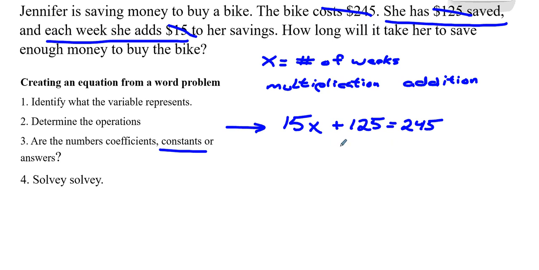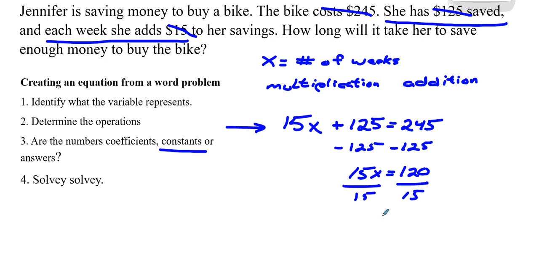Last step, solve. How are we going to solve? Just like we normally do. This is one that you might want to take one step at a time because it's going to be a little bit clunkier. So we're going to indicate that we're subtracting from both sides, but really the only math happens here on the right-hand side. We know that's going to bring it down to 15x equals 120. And then we're going to divide 15x and 120 both by 15 because that will get x by itself, which will give us an answer of 8. So she'll need to save for 8 weeks to be able to get her $245 bike.